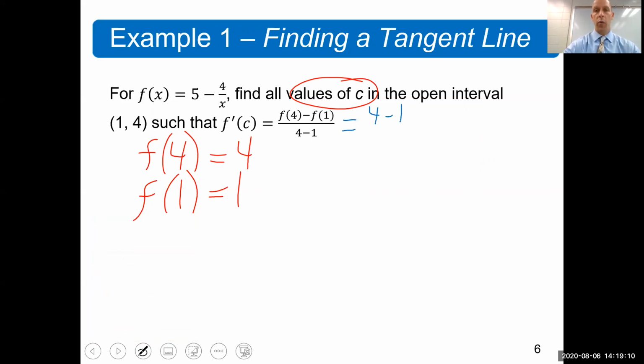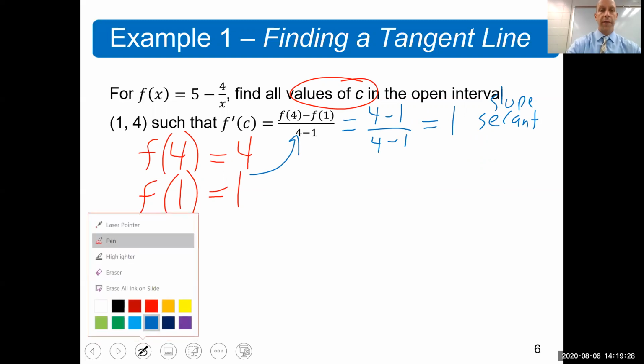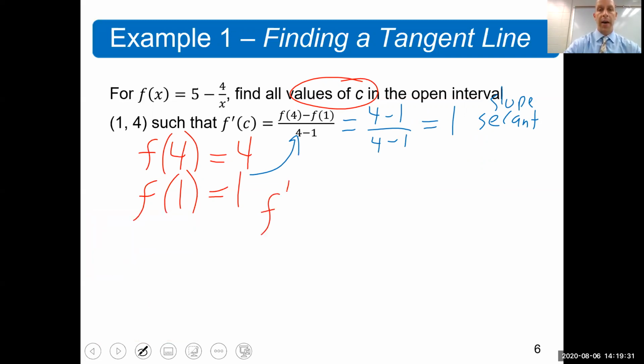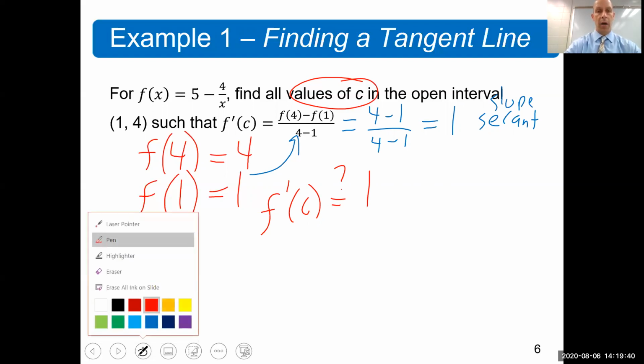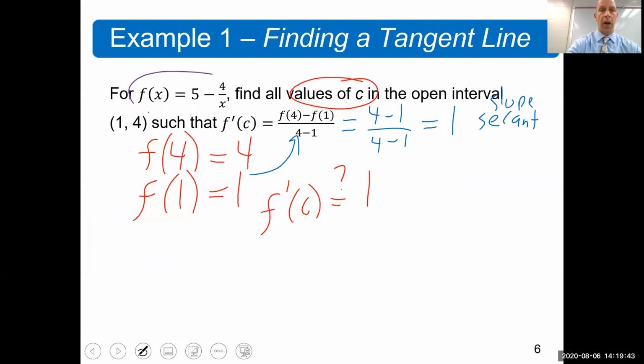Based on that information, I can make the right-hand side equal to 4 minus 1 over 4 minus 1, because I just substituted these values in for f of 4 and f of 1, which tells us that the slope of the secant line is 1. So what we're trying to figure out is, when is f prime of c equal to 1? That's the question we've got to figure out. In order to figure that out, we've got to figure out what f prime is. To do that, I'm going to rewrite our function: f is equal to 5 minus 4x to the negative 1.